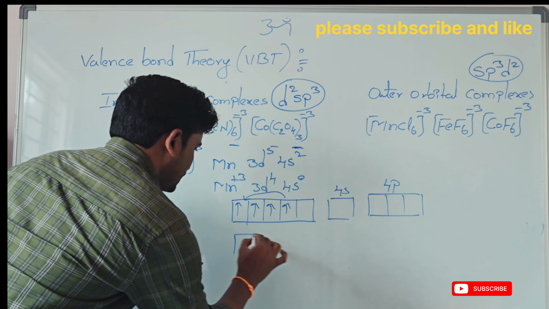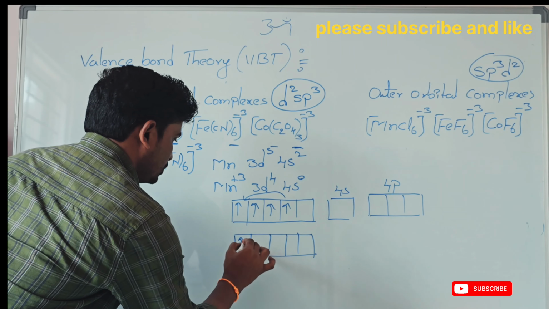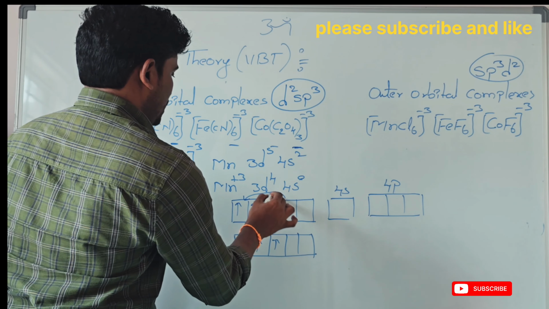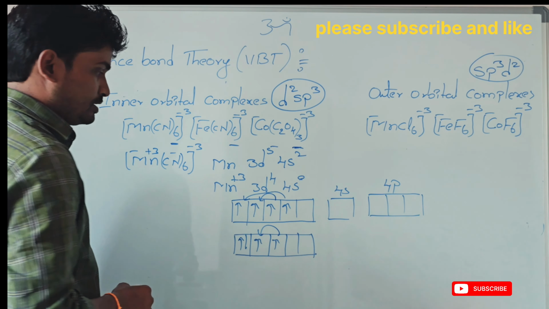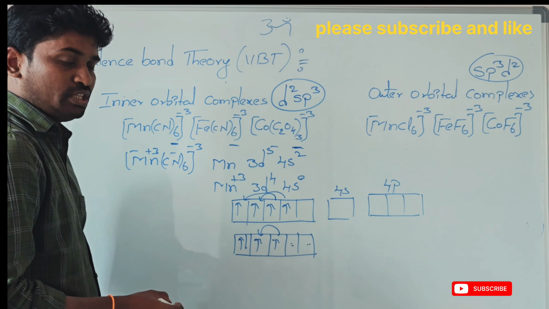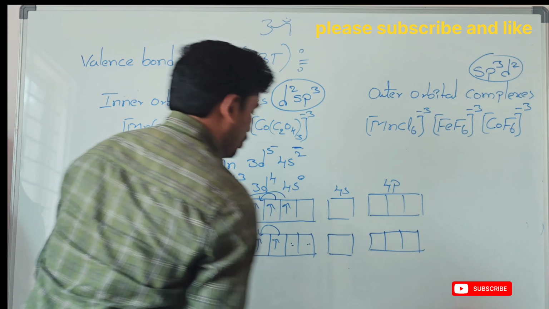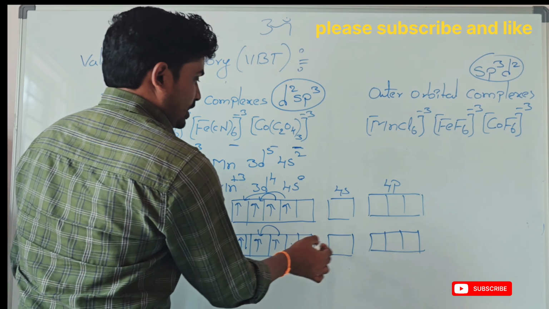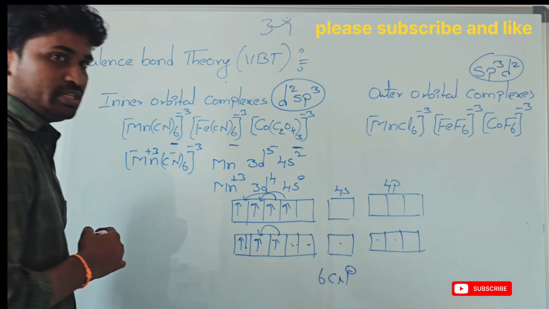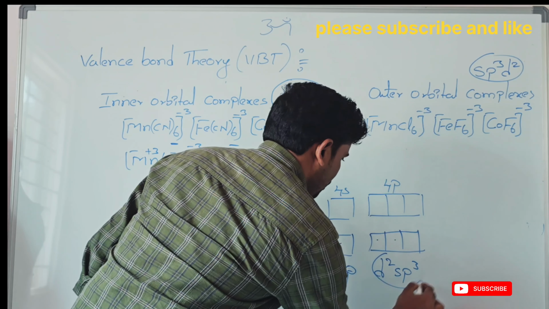After moving that electron, 1, 2, here the electrons are existing like this. Now one more electron is moving from here to here. Now vacant orbitals are available. These two vacant orbitals are involved in the overlapping. Here the d orbitals, here the 4s orbital, here the 4p orbital. How many orbitals are available? 6 vacant orbitals overlap with the 6 CN minus ligands. Coordinate covalent bond formation takes place. So the inner d orbital is used in the hybridization: d2sp3 hybridization.